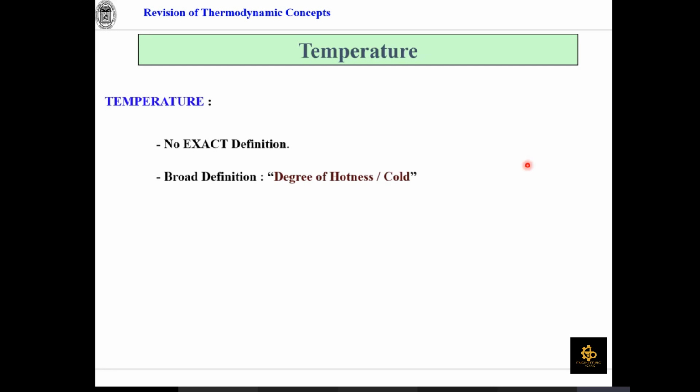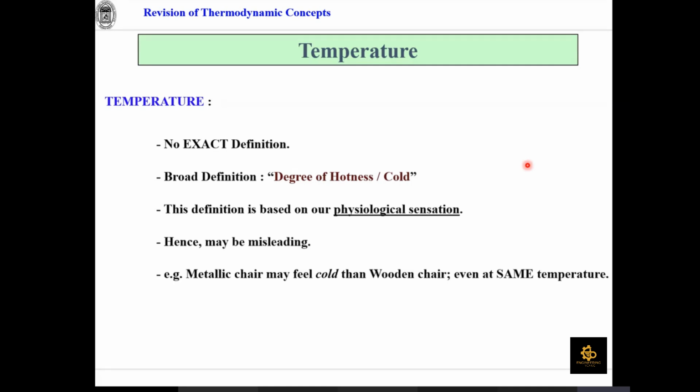Then there is the term temperature. There is no exact definition of temperature; we can only define it as a degree of hotness or coldness, and that also depends upon your psychological sensation. For example, a metallic chair may feel colder than a wooden chair, even though it has the same temperature. That is a psychological sensation that you feel. However, the temperature is the same whether it is a metallic or a wooden chair. So there is no exact definition of temperature. Technically, it is a change in temperature gradient, and then it is called temperature.